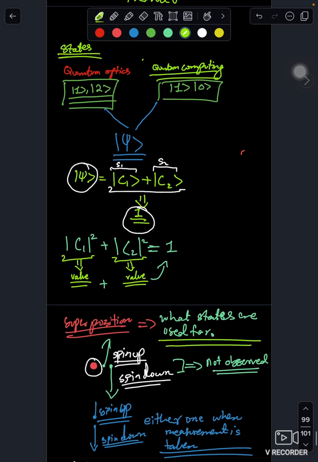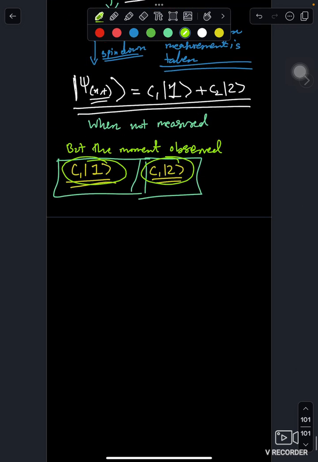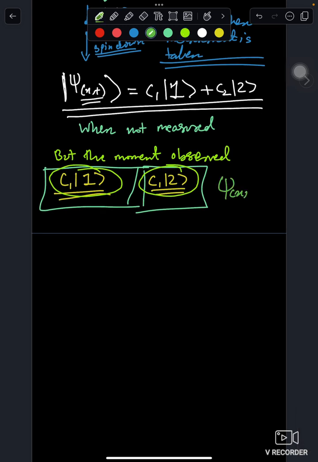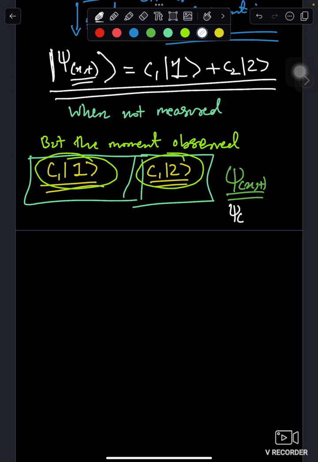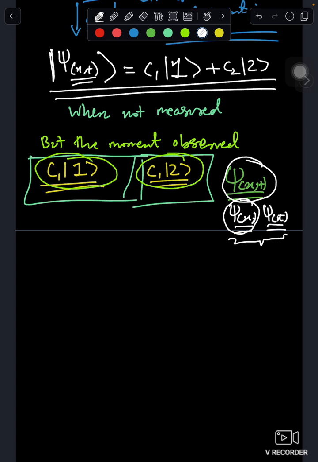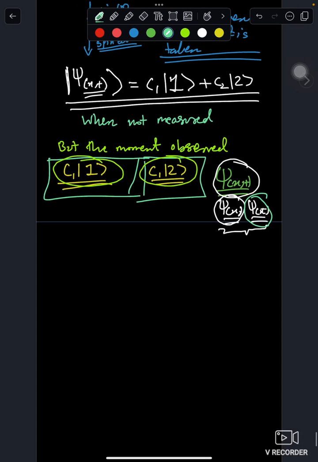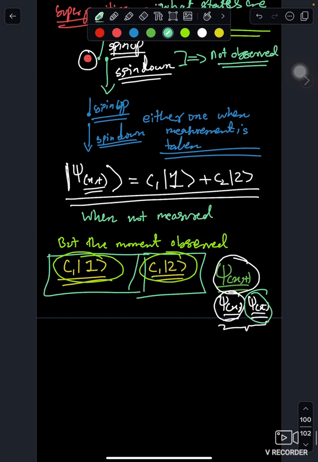Then we talk about this symbol psi, which can have multiple variations. It can be psi of x and t, psi of x, or psi of t. The first is the one in which both position and time are measured. These are independent of each other. If you measure psi of x, you're measuring the particle in space and not its evolution through time. You're only looking at its position. So these are just different ones.